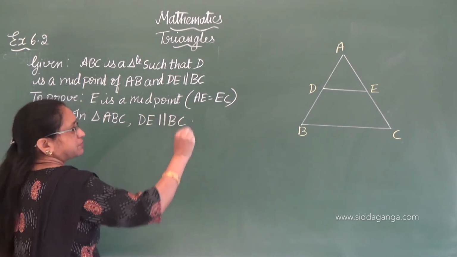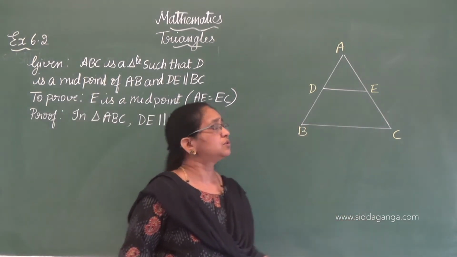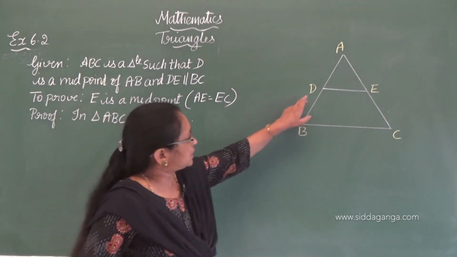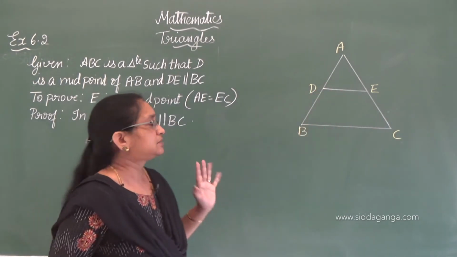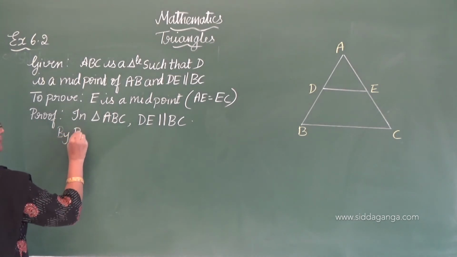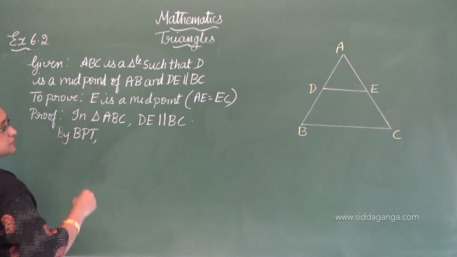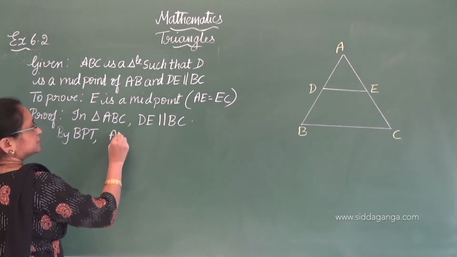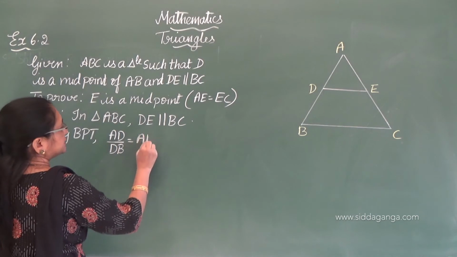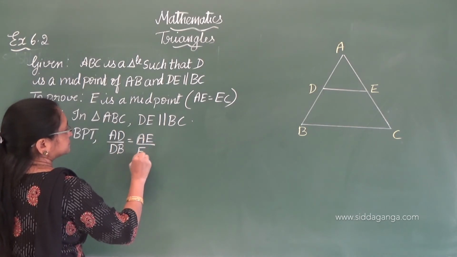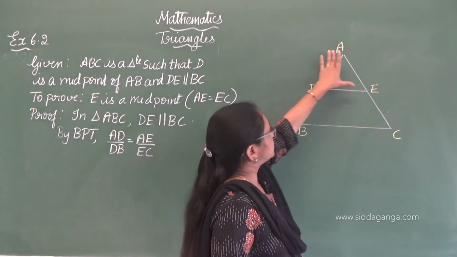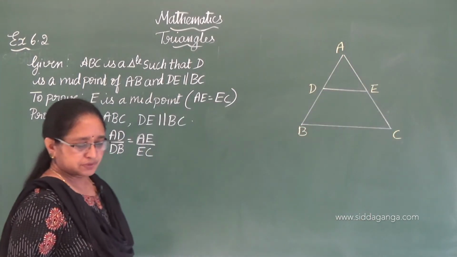This is a very easy problem. I think by now you understood the application of BPT. So again DE is parallel to BC. Therefore by BPT what can we write? By BPT, AD by DB is equal to AE by EC.